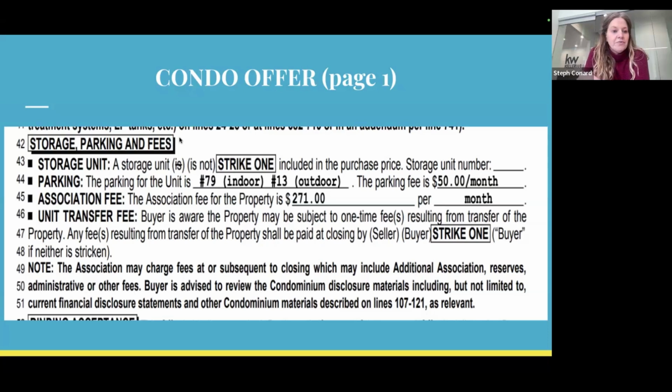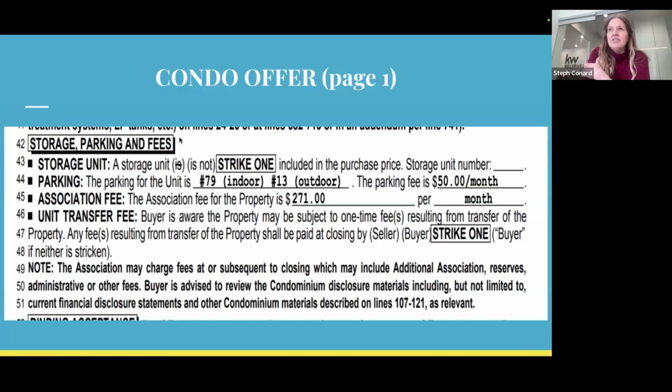All right, lines 49 through 51, there's a note here. The association may charge fees at or subsequent to closing, which may include additional association reserves, administrative or other fees. Buyer is advised to review the condo disclosure materials. I'll say transfer fees and those move in, move out fees are the ones that are found late.